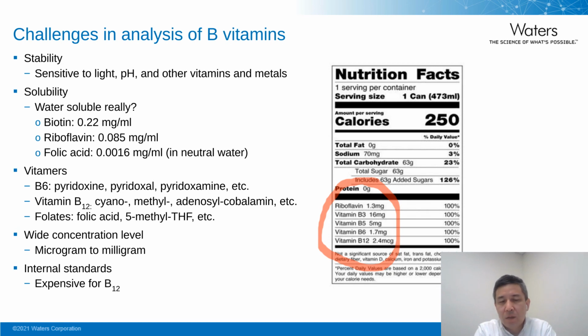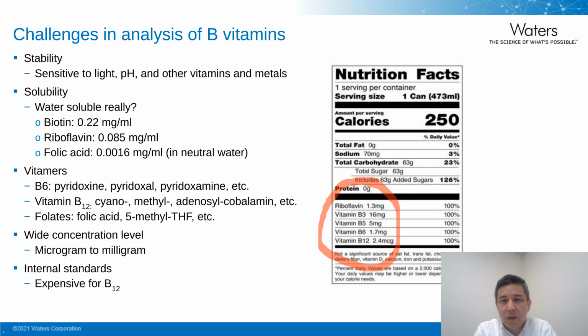Their solubility is also interesting. Even though this group of compounds is called water-soluble vitamins, some of them have very limited solubility. For example, biotin has a solubility of 0.22 milligram per ml, and folic acid has 0.0016 milligram per ml in neutral water.